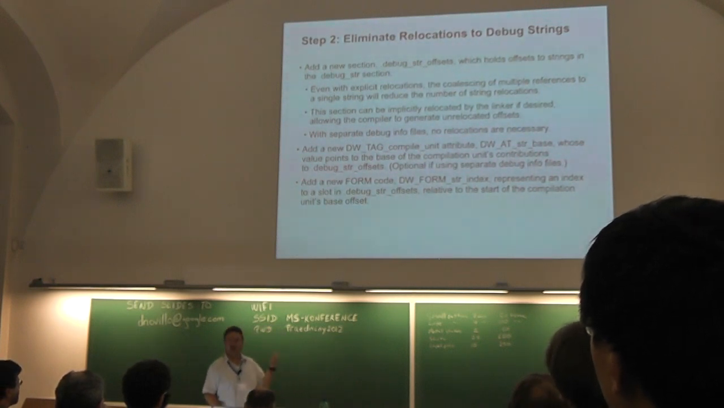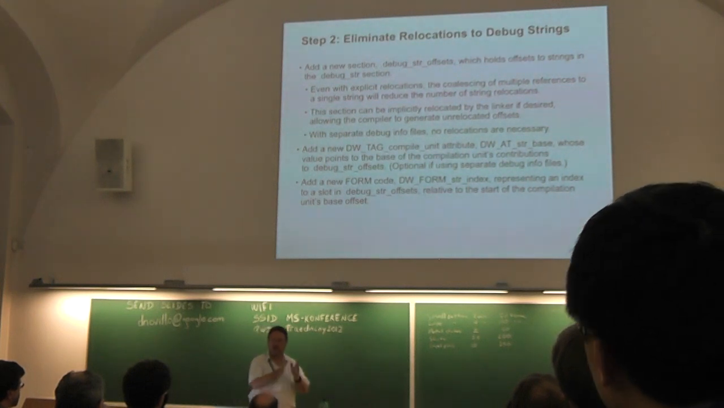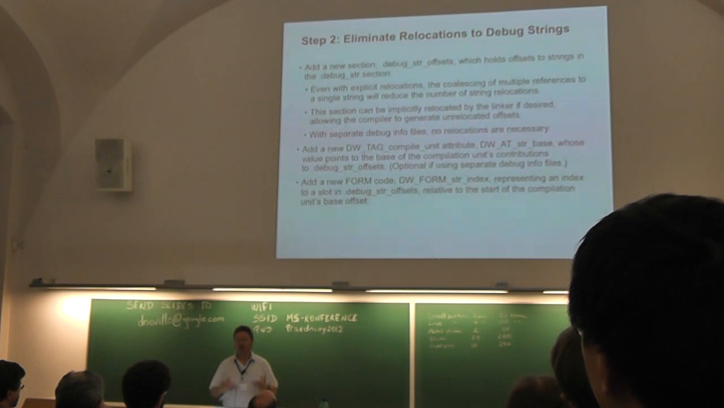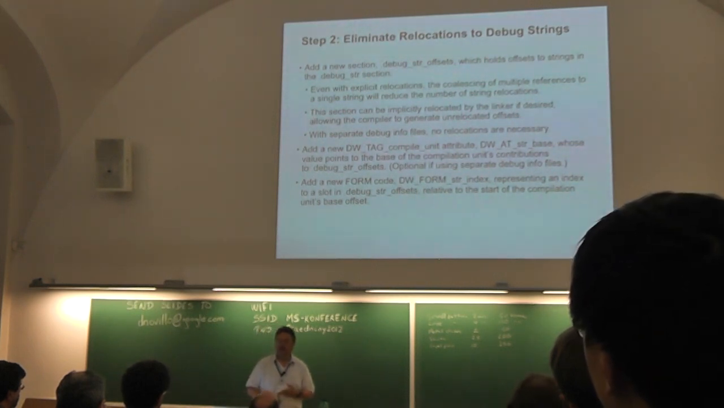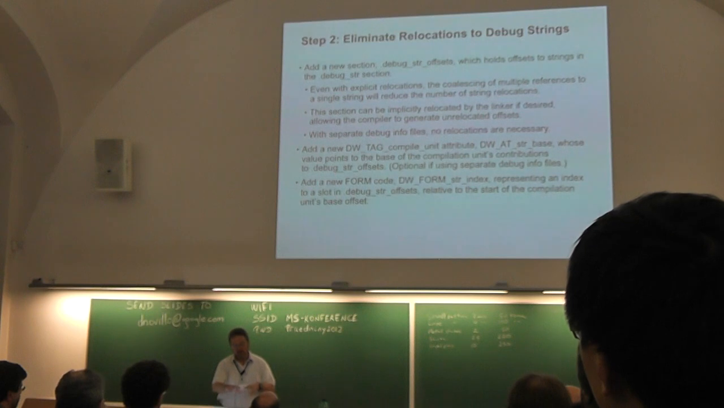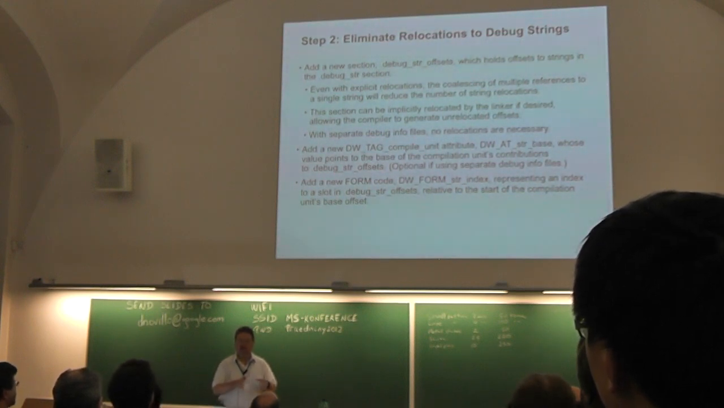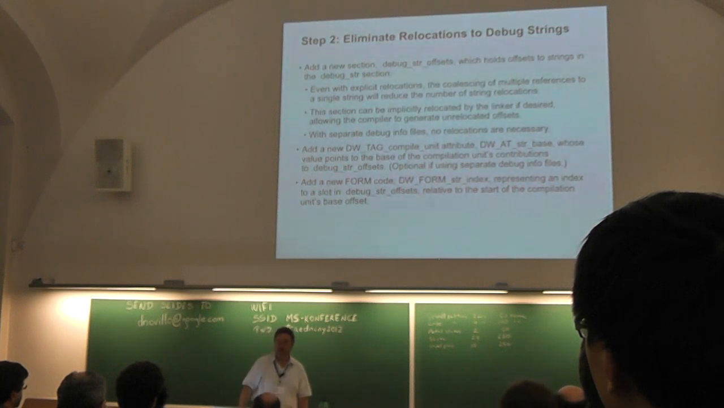But another thing we could do is say, okay, debug str offsets is nothing but a series of 4-byte offsets that can be implicitly relocated. So we can either do that and have the linker implicitly relocate them, or we can leave them out of the .o files entirely, split them off into a separate file, and let the debugger do that relocation. So we have a couple of options here, and I've organized this so you can go along the scale as much as you want to and stop wherever you want to and get the kind of result that you need. We wanted to go all the way and get the debug info completely out of the .o's, so that's where we're going after this.